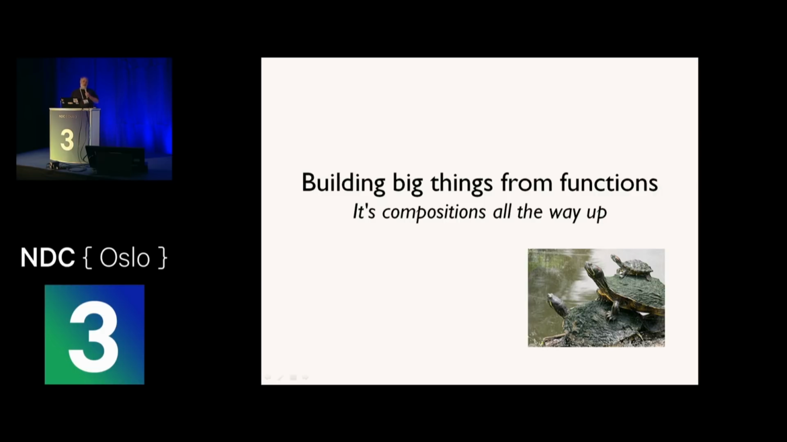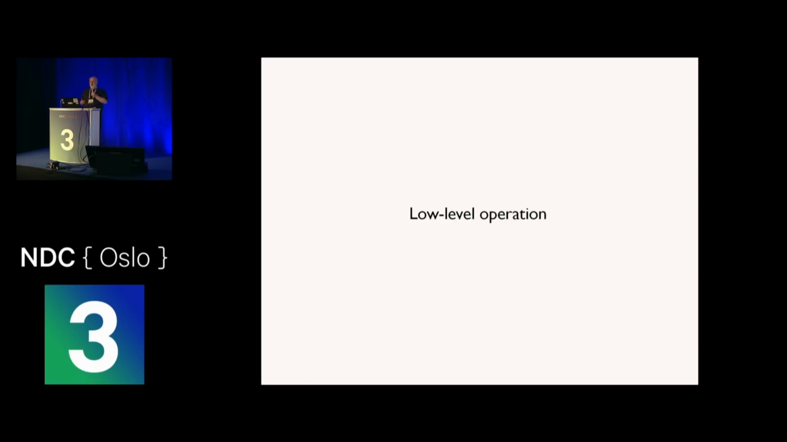All right, so now that we've got composition of 2 functions, let's see how we can build an entire application from functions. Okay, it's composition all the way up. So let's say we have a couple of low-level operations, like uppercasing a string. Uppercasing a string is a pure function. You pass in a string, and you get another string back.